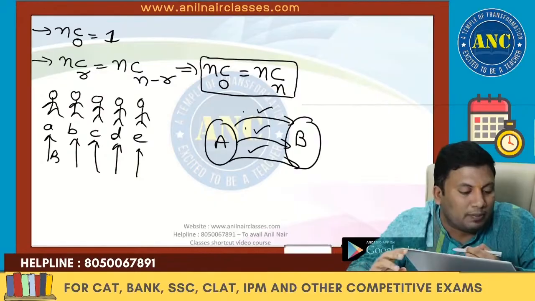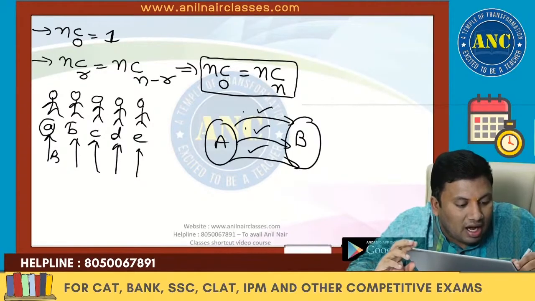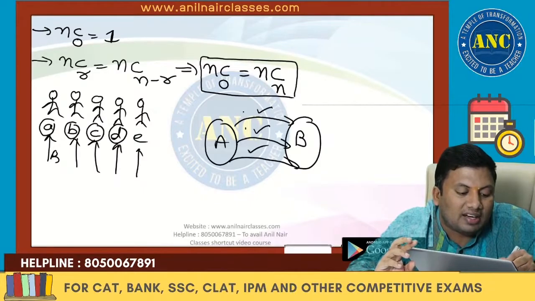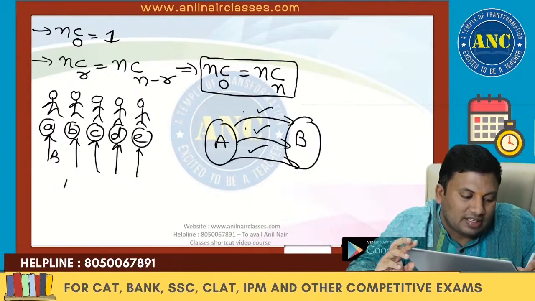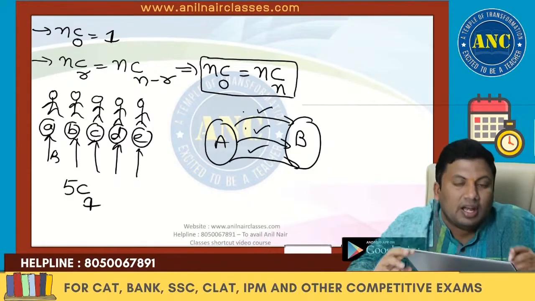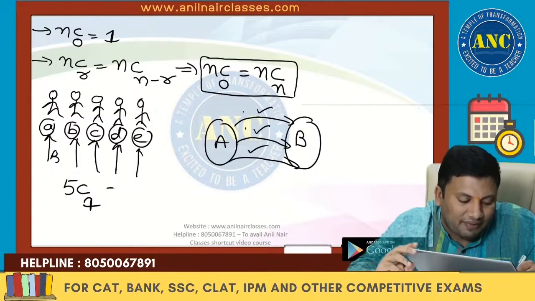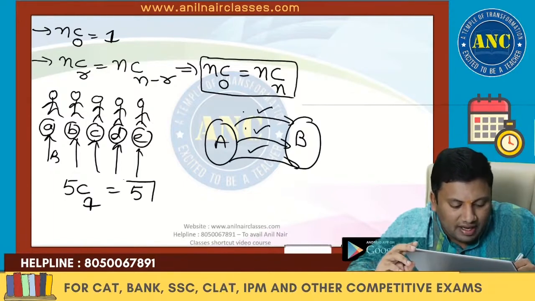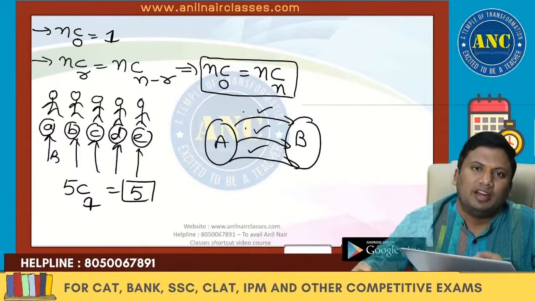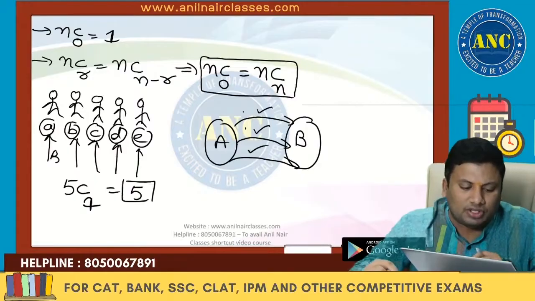OR is nothing but plus. Either A or B or C or D or E. That means out of 5, if I select one, it could be A or B or C or D or E. 5C1 is nothing but 5. These are all extremely important key points.